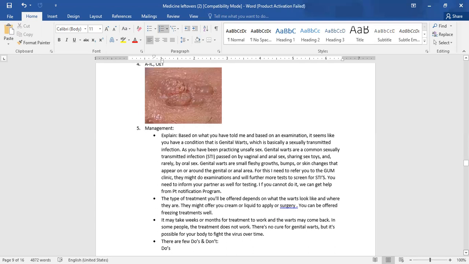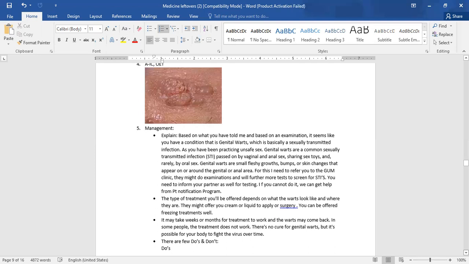But you are not going to tell it in the way I told you. First of all, you have to mention that this is the diagnosis. The patient might ask, so give a few seconds for the patient to ask the question, then explain what it is, then explain that you also need to inform your partner. And if they say that they won't, then mention that you can get help from the patient notification program. And then mention, so let me discuss the treatment options with you.